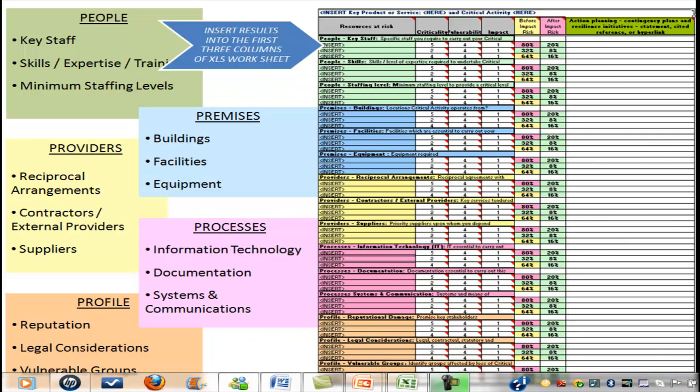The beauty of this spreadsheet is that it's very flexible. You can insert more lines where you need to cover people, their skills, the staffing levels, premises, providers, processes you rely on, or issues around reputation. Not only can you map the risks associated with those before an event, you can record the range of prevention initiatives which should be continued to a level where resilience is assured.